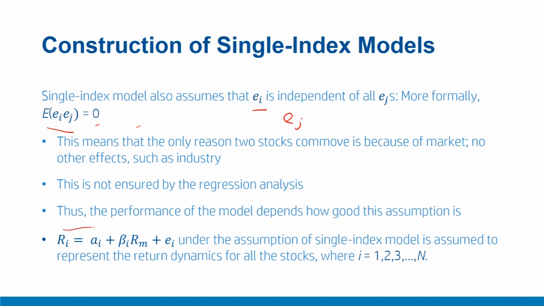This model Ri equal to alpha i plus beta i times Rm plus Ei, under the assumption of single index model, is assumed to represent the dynamics of all the stocks in the market. That is, if there are n stocks, i equal to 1, 2, 3 and up to n, the return of all those stocks is expected to be defined by this single index model. Generally, it is assumed by default that the single index would be the market factor, because there is wide evidence that the market factor affects most of the stocks in the market systematically.